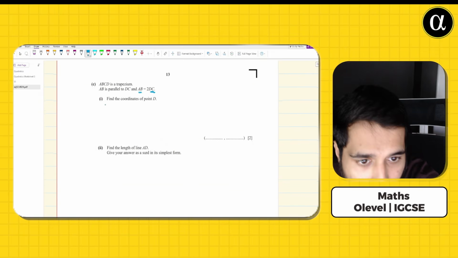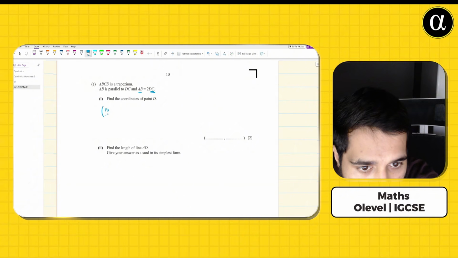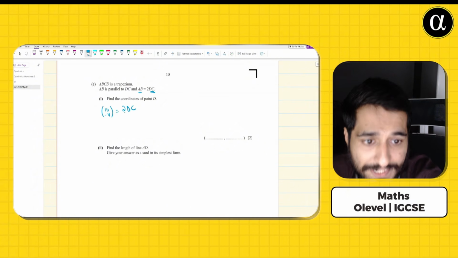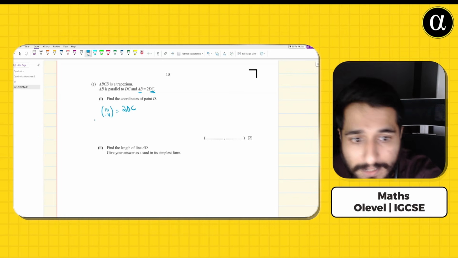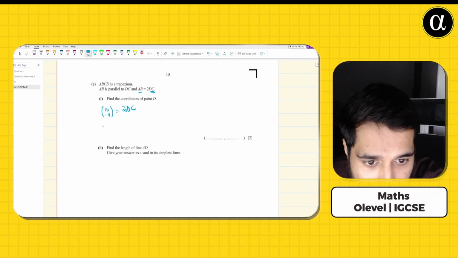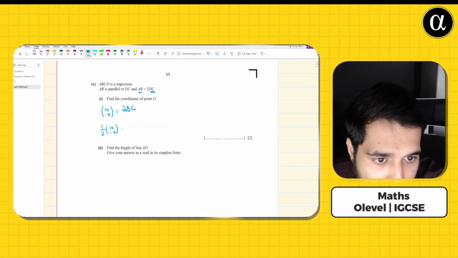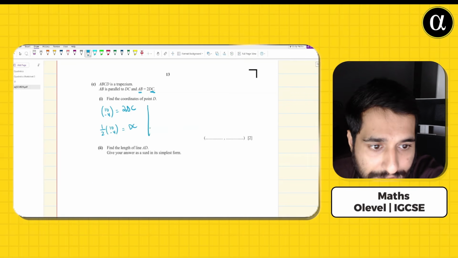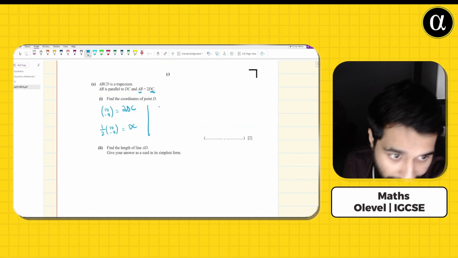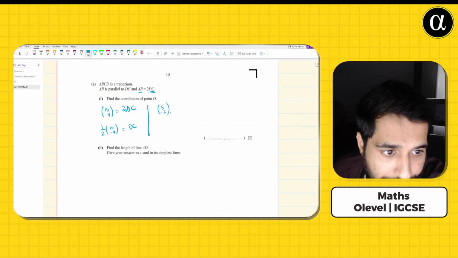So now we can say that 10 and minus 4 is equal to 2 times DC, where DC would be this. Since this is being multiplied, 2 can be divided on the other side. So it's going to be half of 10 and minus 4, which is equivalent to DC, and the DC would turn out to be what? That would be 5 and minus 2.